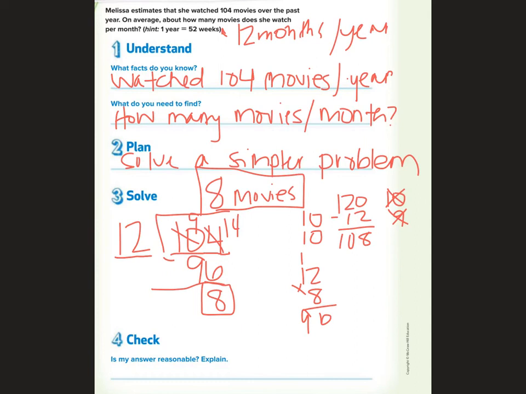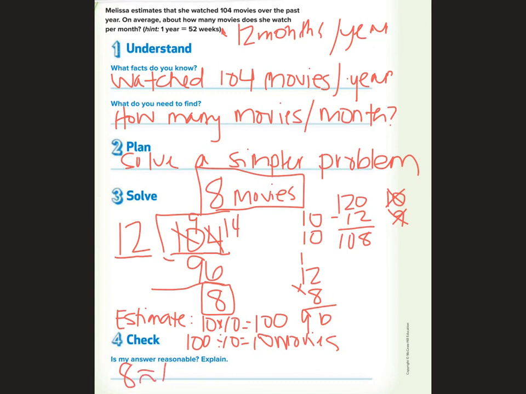So we were going to guess 10. If I were to do this, I would guess 10, because I'd say 12 is about 10, 104 is about 100. How many 10s are going to fit? So my estimate, I would say, is 10 times 10 equals 100. Or really, I would probably do 100 divided by 10 equals 10. Okay, so I would guess about 10 movies. And so is 8 close to 10? Yes. That would be my check that I'm going to do there.